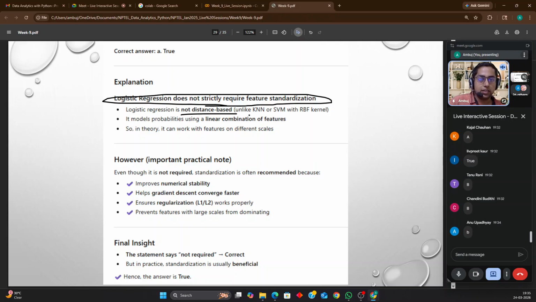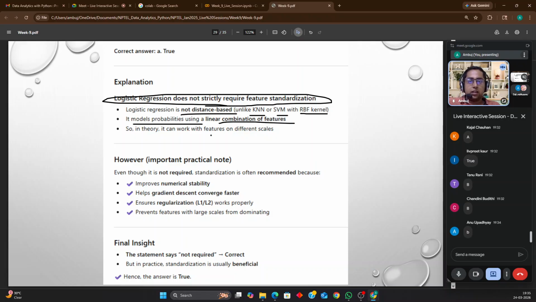Unlike the k nearest neighbor or support vector method with the RBF kernel. In neural network, radial basis function is there. In those particular methods, feature standardization is a necessary step, but not here. It will use the model probabilities, using a linear combination of features.